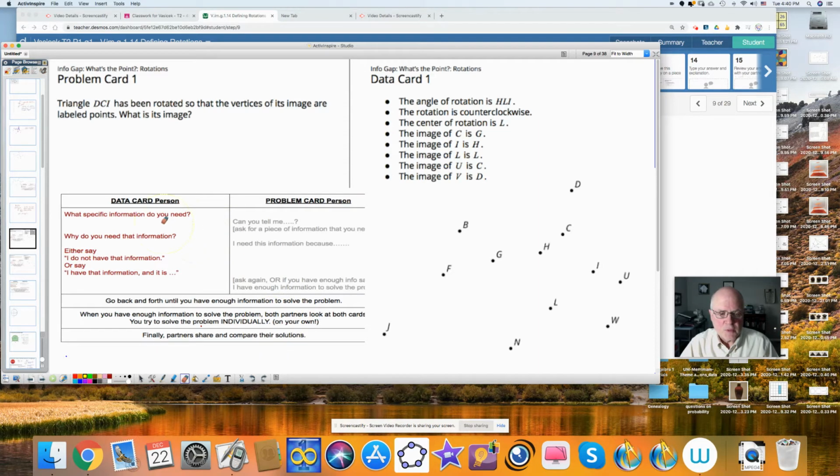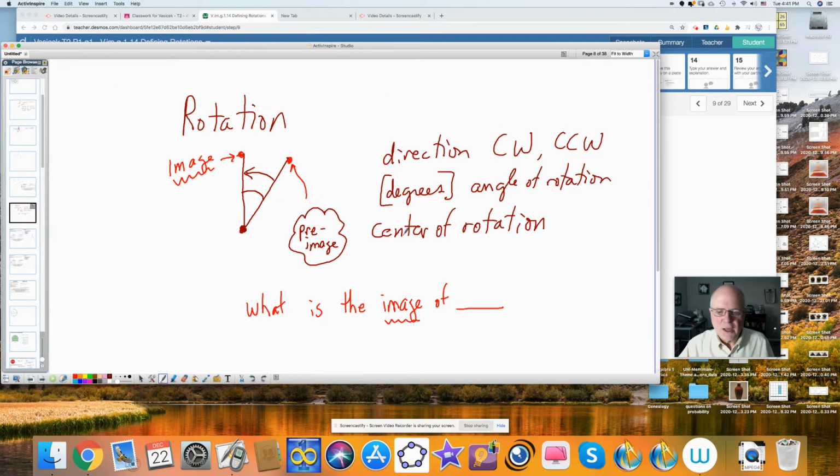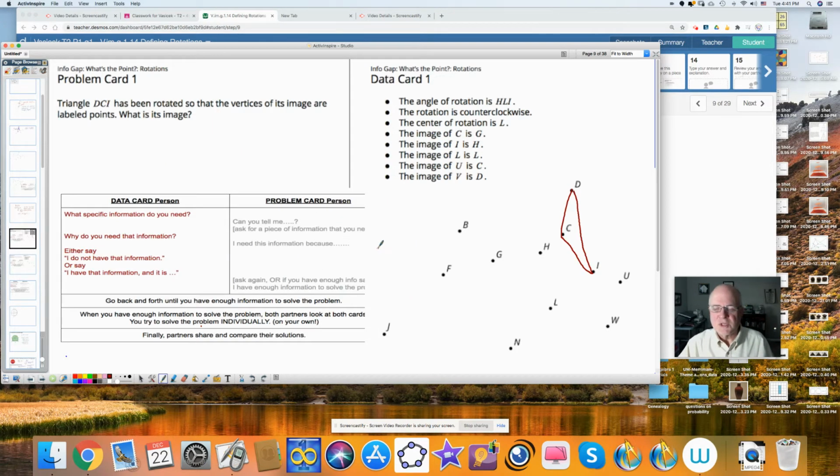The person with the data card starts the discussion. They say, what specific information do you need? The person says, DCI, and he draws on his picture DCI. He needs to know where it's going to go to when it's rotated. I don't know what that is. What question can I ask? Oh yeah, remember there's 3 questions. I can ask the center, the angle, the direction, and I can ask what is the image? And so he says, what is the image of D?